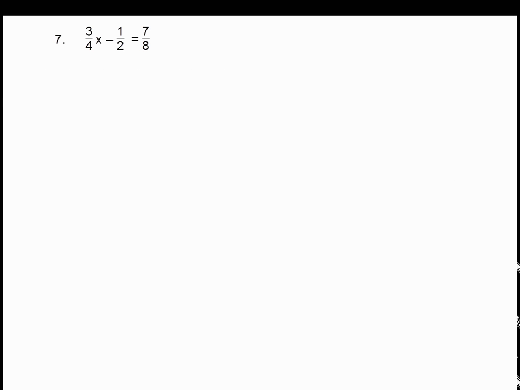Number 7. Okay, I've got fractions in the problem. I've got 3/4 x minus 1/2 equals 7/8. Okay, my LCD is 8, which is 8 over 1. I want to clear of fractions, so I looked for a common denominator for 4, 2, and 8. I'm going to multiply every term by 8. So I'm multiplying by 8 over 1. Everybody, I've shown that in red.